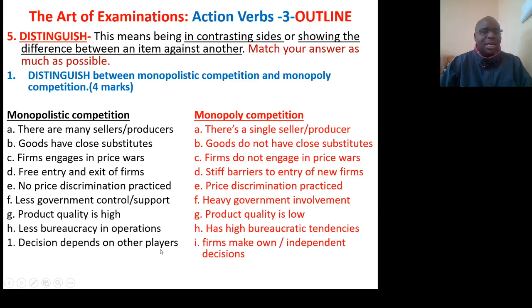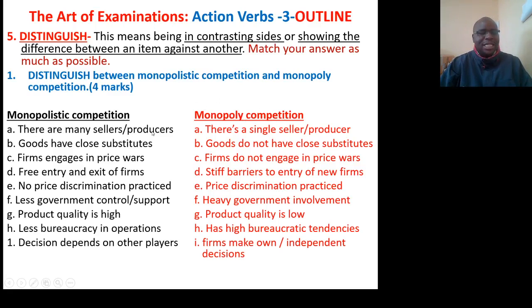Action verb number 5, distinguish. This means being in contrasting sides or showing the difference between an item against another. So match your answer as much as possible. Question number 1, distinguish between monopolistic competition and a monopoly. So monopolistic competition against monopoly.